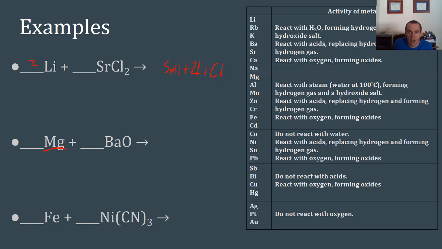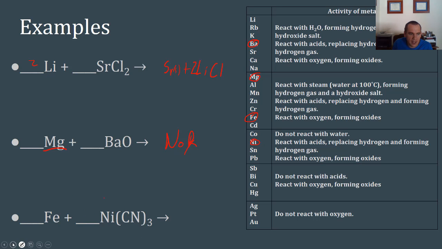Magnesium, on the other hand, is down here, and it is lower than barium, so it's not going to make this replacement. Not going to happen, so no reaction. And then iron and nickel, we can see, well, iron is higher on the list, nickel is lower on the list, so iron will replace nickel with the cyanide, and we should get iron 3 cyanide, perhaps.